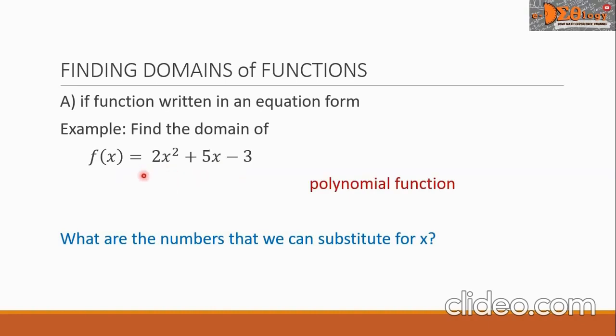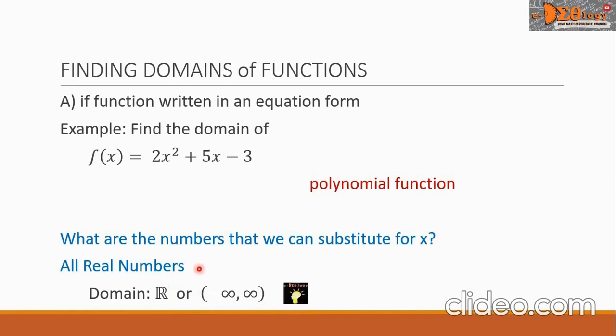If you notice, our function here is a polynomial function, and the domain of a polynomial function is all real numbers. So it means the domain here is all real numbers, and in symbol we can use R, or in interval notation this is equivalent to negative infinity, comma, infinity. This is the interval notation for all real numbers. This is our final answer.